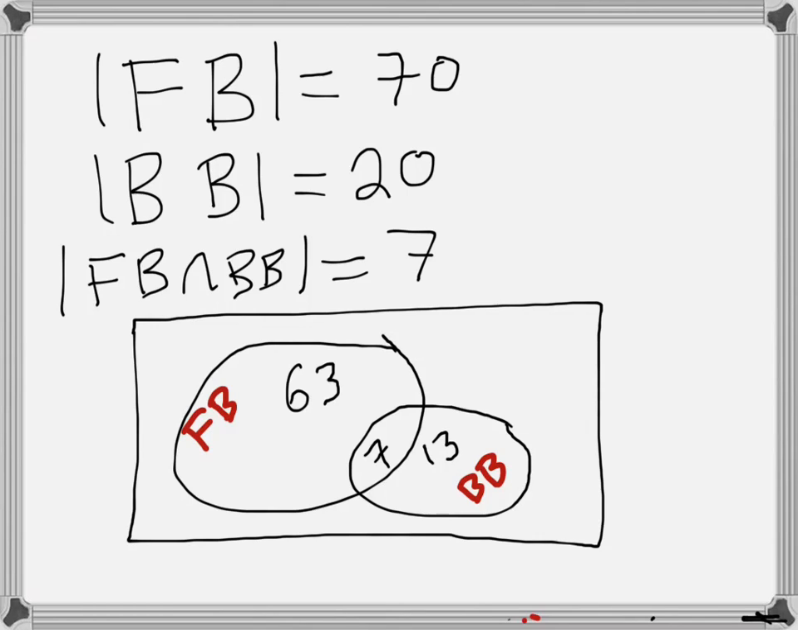So the total number of athletes we have here are 13 plus 7 plus 63, which gives us 83 total athletes. Whenever you have a new type of combinatorics problem, you want to know how many people are this and that, this or that, always go back to a Venn diagram.